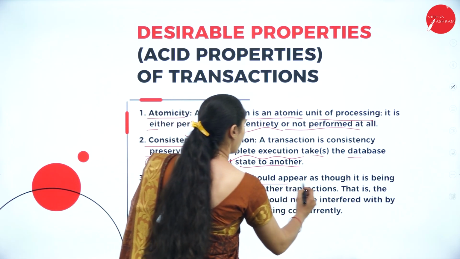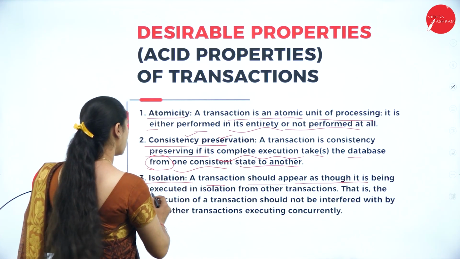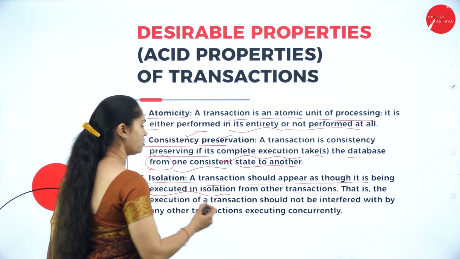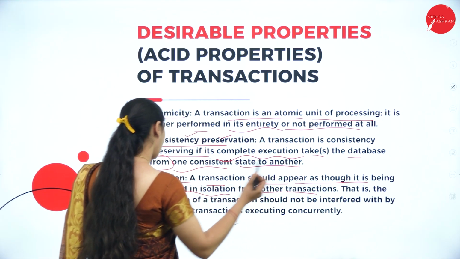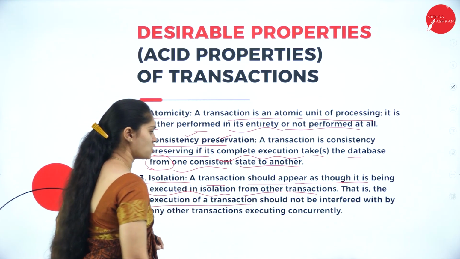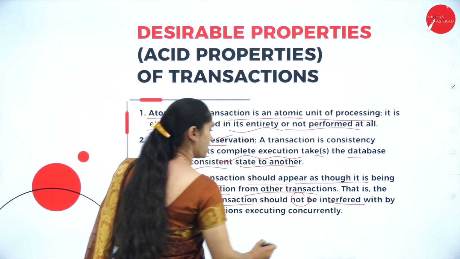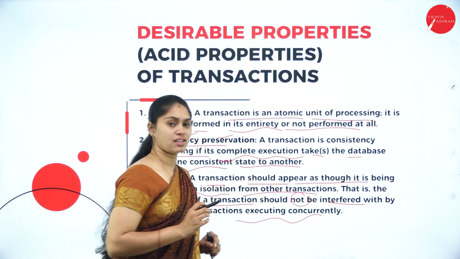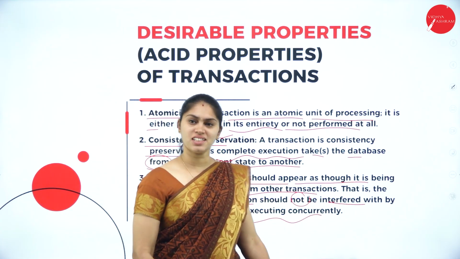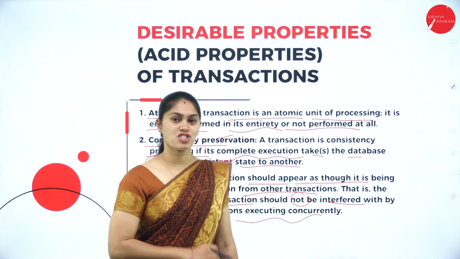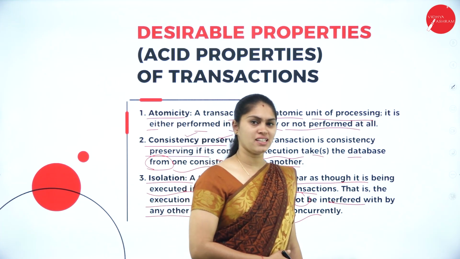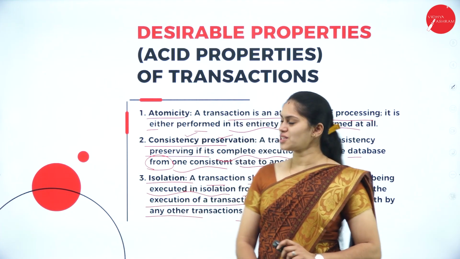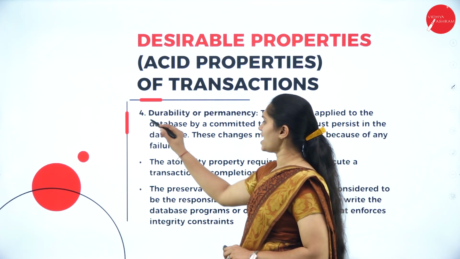The transaction should appear as though it is being executed in isolation from other transactions. That means the execution of a transaction should not be influenced by any other transaction executing concurrently. It should not be interfered with by any other transaction, and it should not interfere with any other transaction. That is isolation. What is the last one?